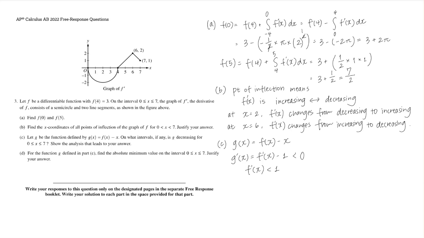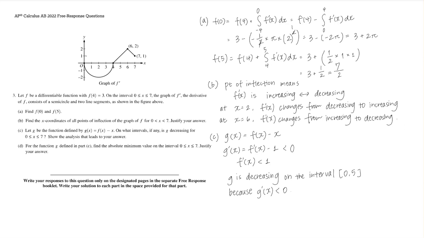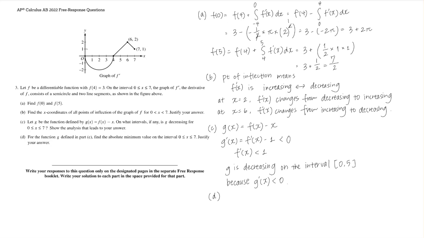If you look at the graph, f prime of x is less than 1 from x equals 0 to 5, and the answer is that g is decreasing on the interval 0 to 5 because g prime of x is negative on the interval. And for part D, it's asking to find the absolute minimum value of the function g on the interval 0 to 7.